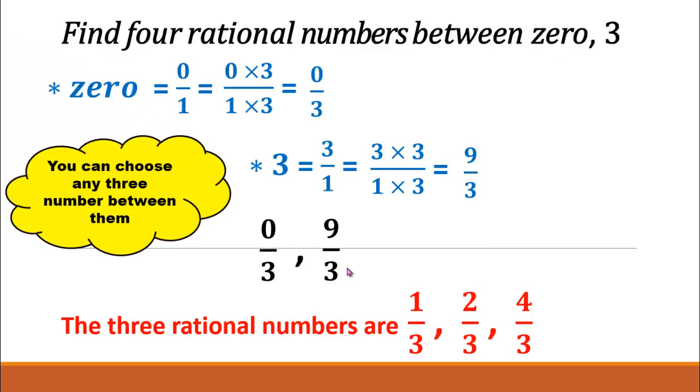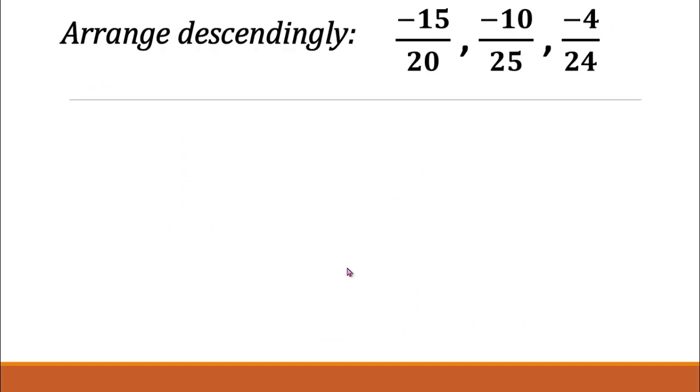I would like you to pause your video, go and copy this question in your classwork copybook, and then come back to complete. My question now is to arrange the following rational numbers descendingly. And remember, descendingly meaning from the biggest to the smallest.